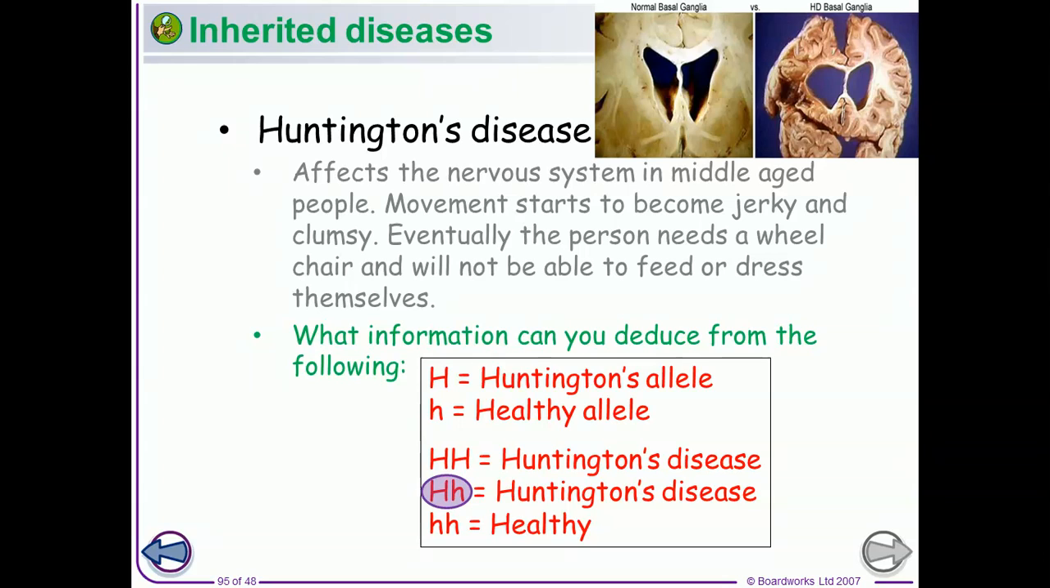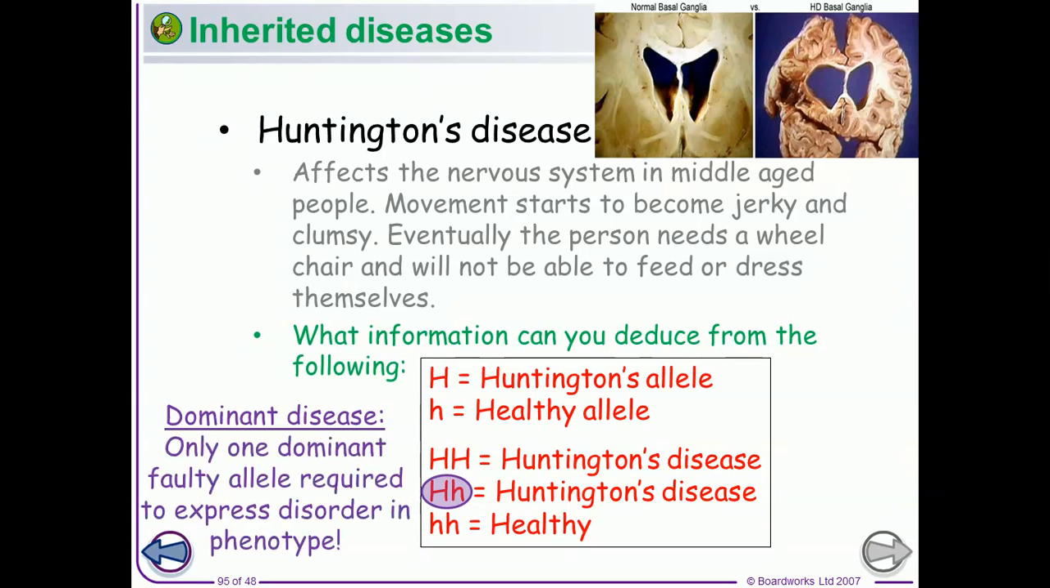And this means that the Huntington's allele must be dominant. And the reason why it's dominant is because only one dominant faulty allele is required to express the disorder in the phenotype. You could have 2 copies of the faulty allele and express it, but if you have 1 copy, you will express that faulty allele because it is a dominant disease. The faulty allele is a dominant allele.